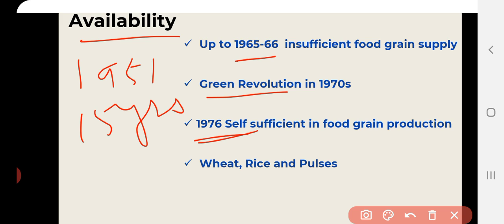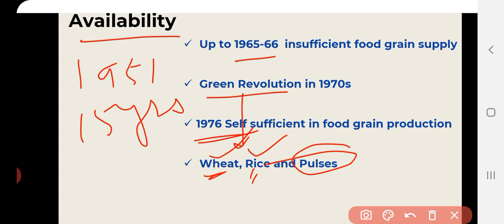we concentrated just on the production of wheat and rice. In the northern part of India, the production of wheat increased, and in the southern part, particularly in Tamil Nadu and Andhra Pradesh, the production of rice increased as a result of the implementation of green revolution. But we have not concentrated on increasing production of other grains, or particularly increasing production of pulses.